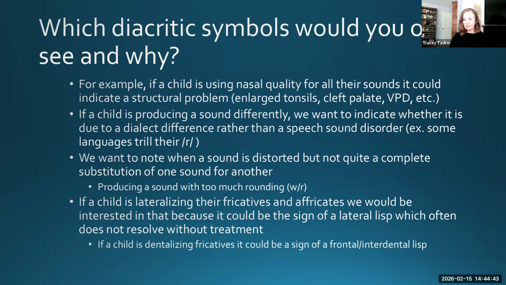As I mentioned, lateral lisps don't resolve on their own. So if we notice lateralization for fricatives and affricates, we would want to note that and perhaps do further assessment to see if the child has a lateral lisp. And likewise, if they're dentalizing those sounds, we want to see if maybe they have an interdental lisp.